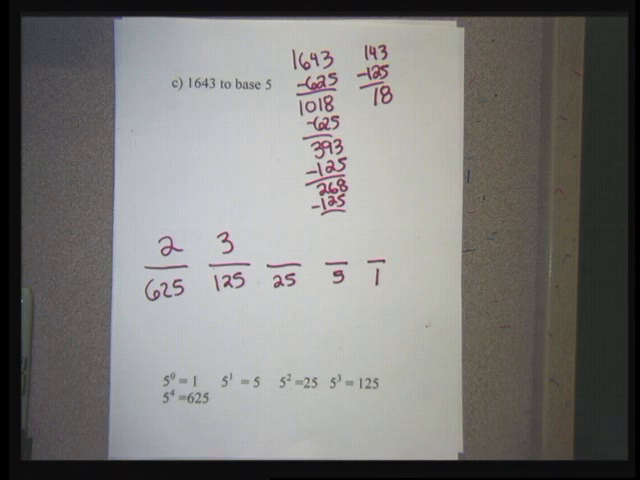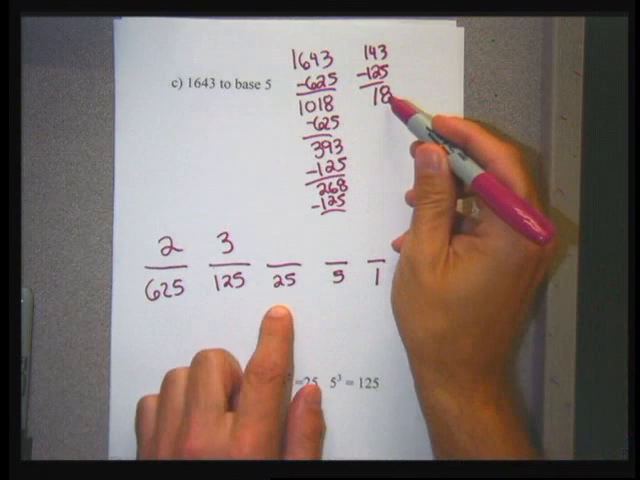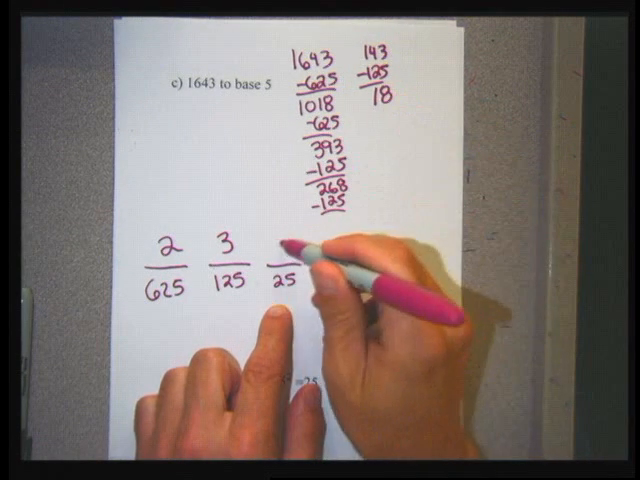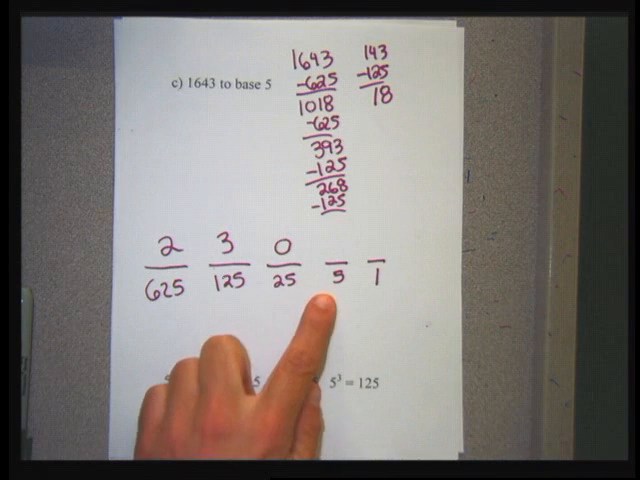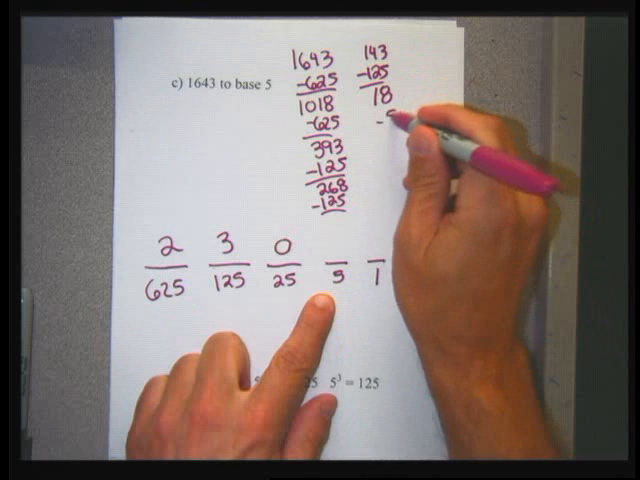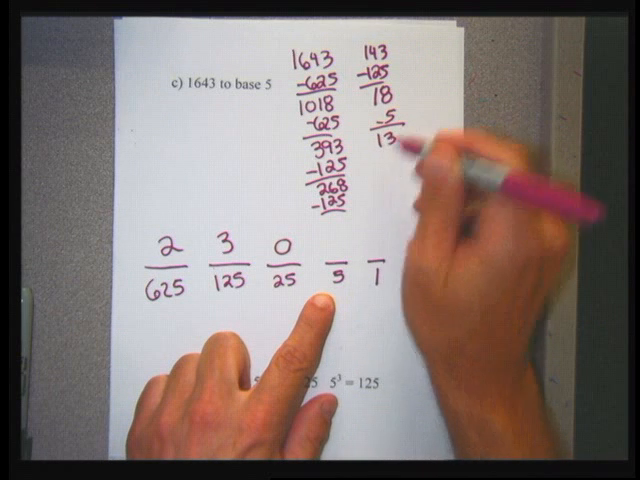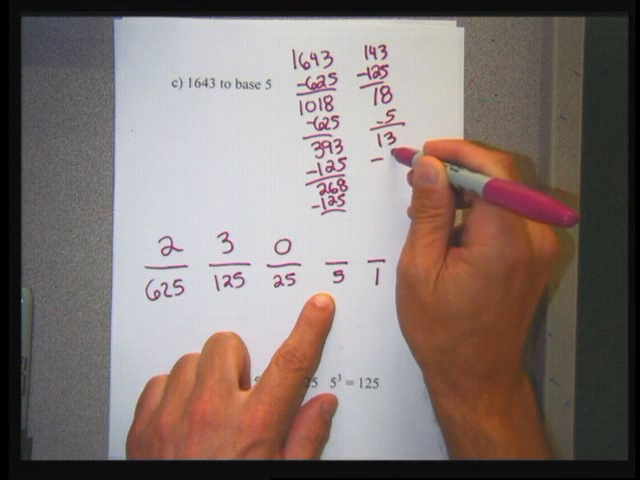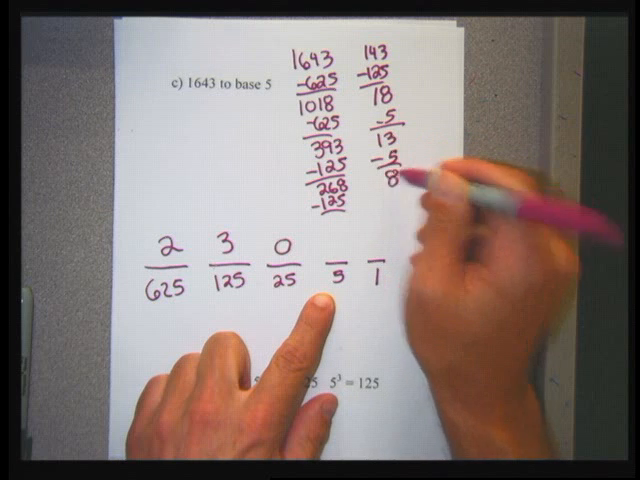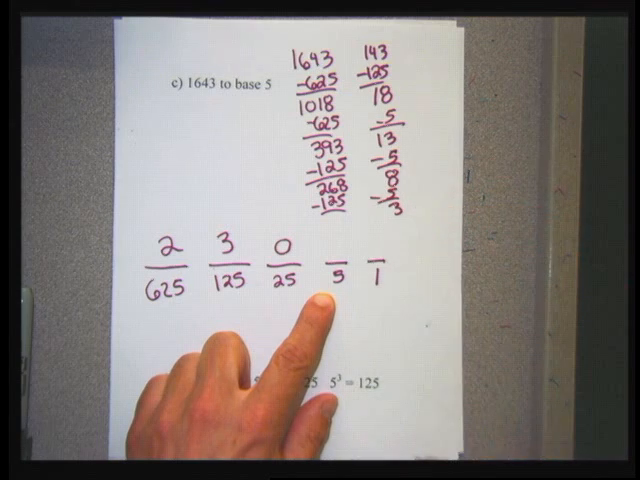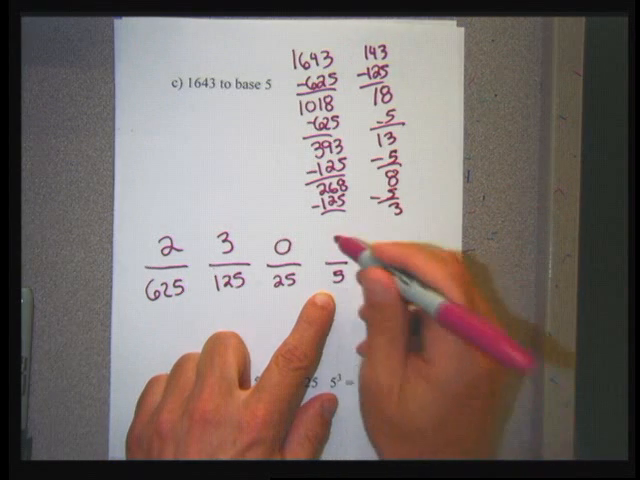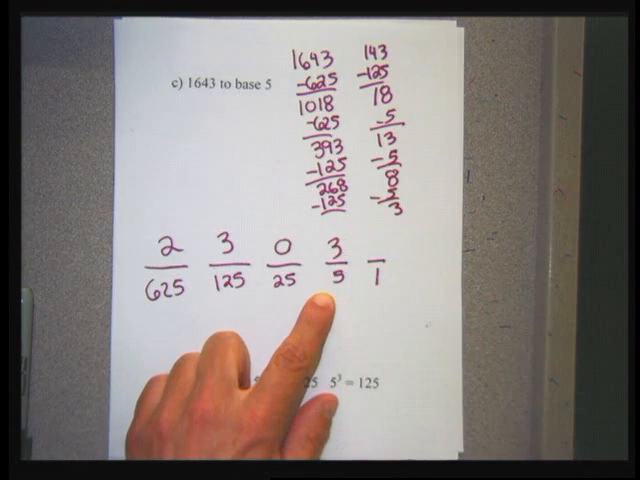Now I'll go to the 25. If I tried to subtract 25 from 18, I'd get a negative, so I can't subtract 25, so I put 0 for the number of times that I could subtract it. Move my way to my 5. I'll go 18 minus 5 is 13. 13 minus 5 is 8. 8 minus 5 is 3. If I try to subtract 5 again, I'd go negative, so I was able to subtract 5 3 times. So above the 5, I'll put a 3.